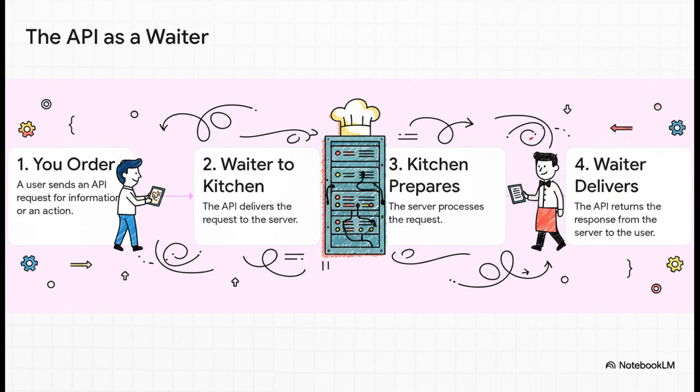It's a great analogy. You're the customer, and you have an order. You don't just walk into the kitchen and start cooking, right? No, you give your order to the waiter, that's your API request. The waiter takes it to the kitchen, that's our network device. The kitchen makes the food, and then the waiter brings it back out to you. That's the API response. The API is just that middleman, that messenger.